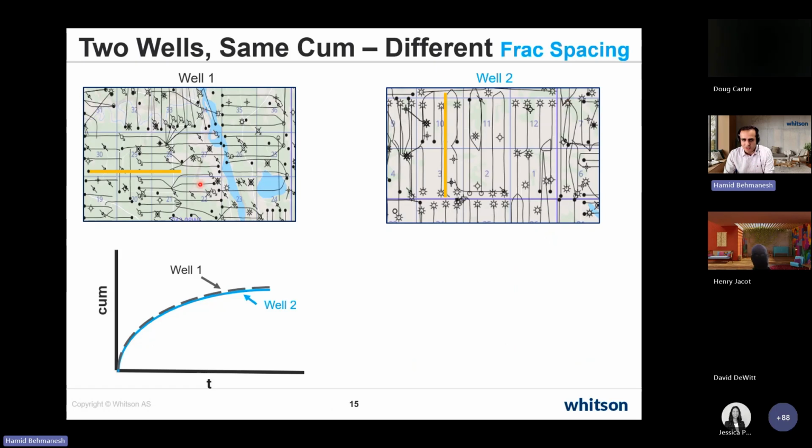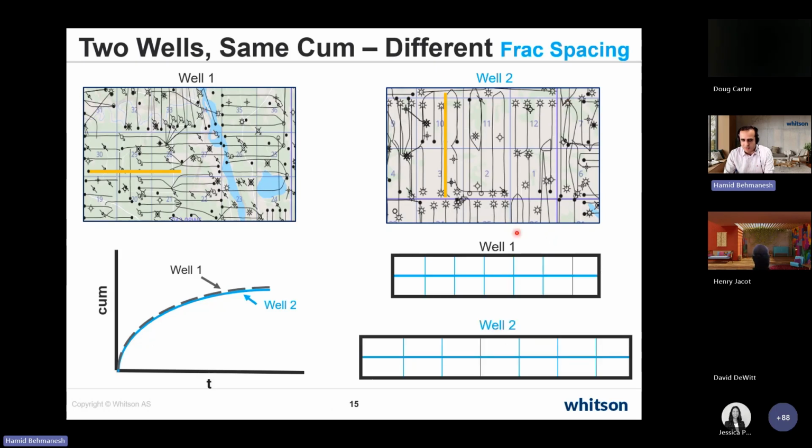Case number 3: we have two different wells in different regions. And what we realize is that most of the wells have the same number of fractures.